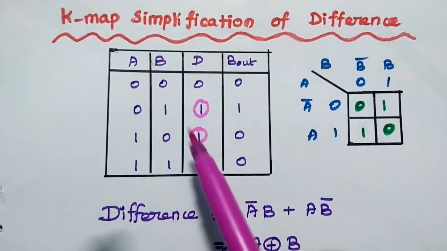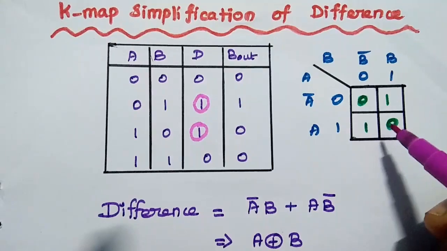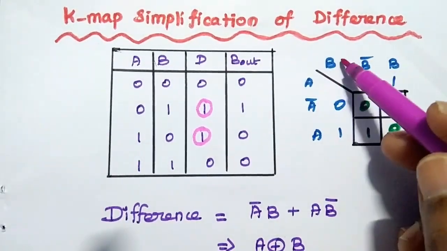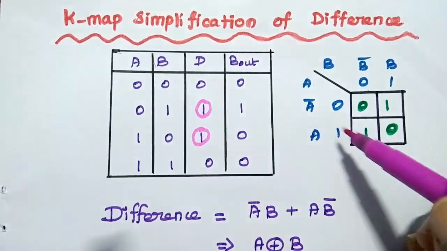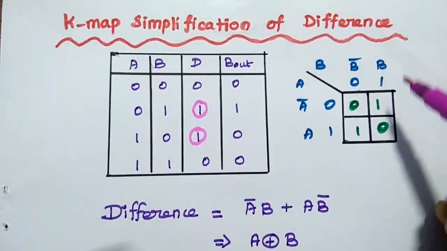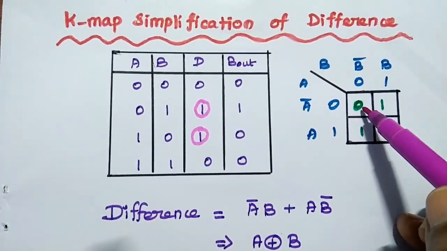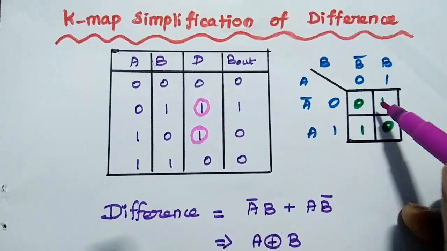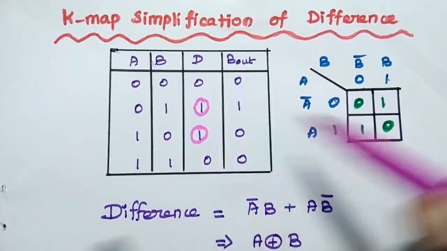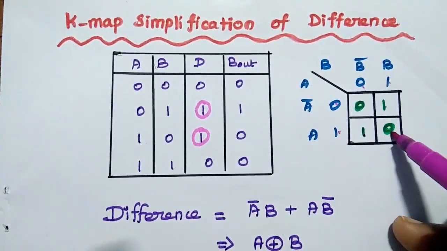So here difference values are mentioned in this K-map. A, B. 0 represents A bar, 1 represents A. Here B bar, B. So 0 0 combination, the difference is 0. 0 1, its value is 1. 1 0, its value is 1. 1 1, its value is 0.